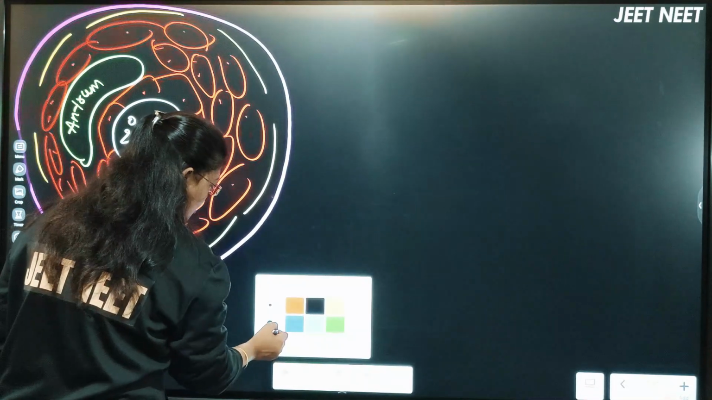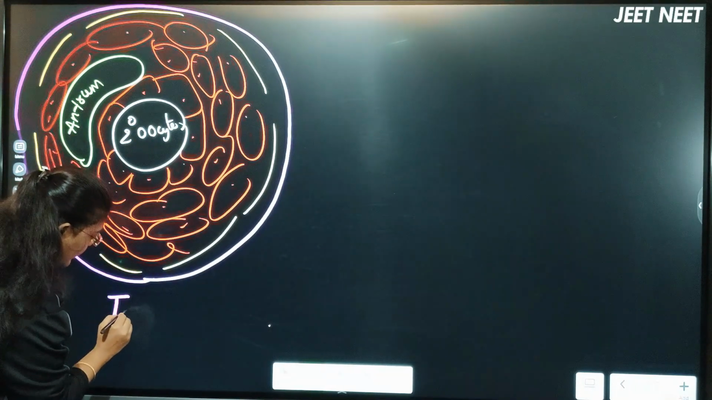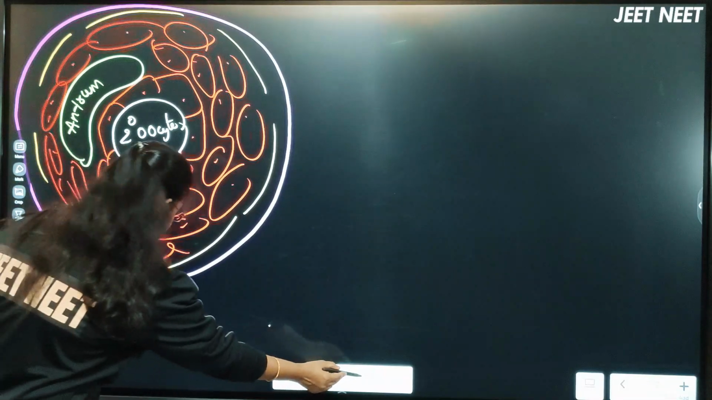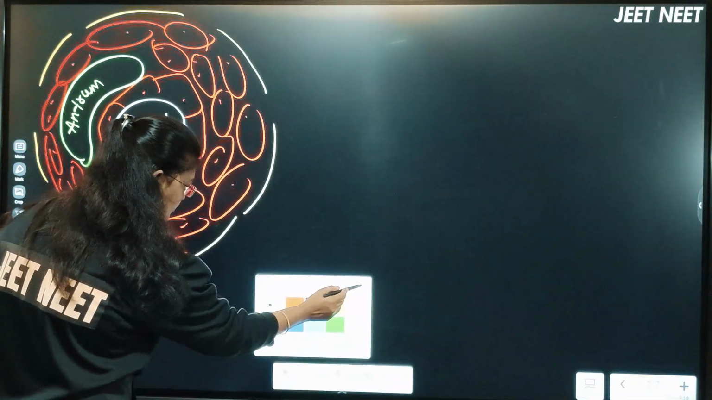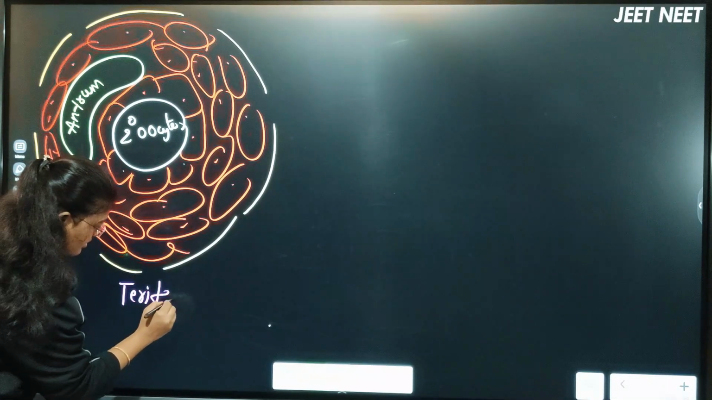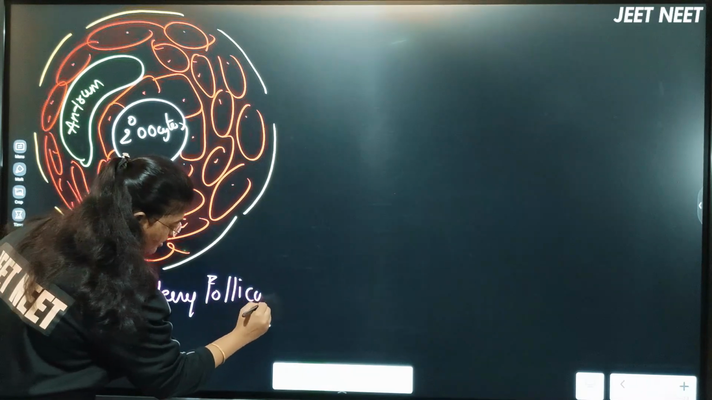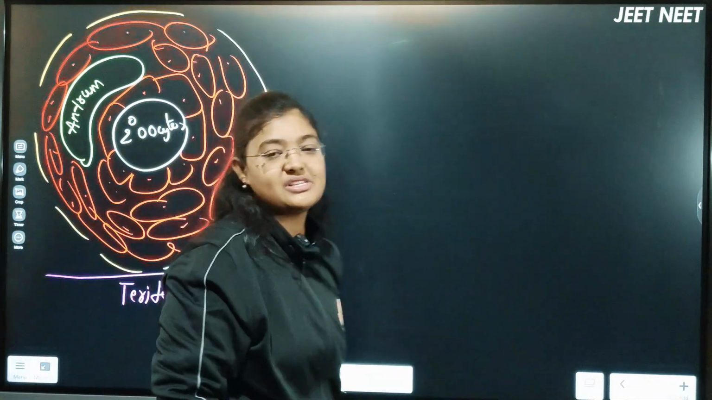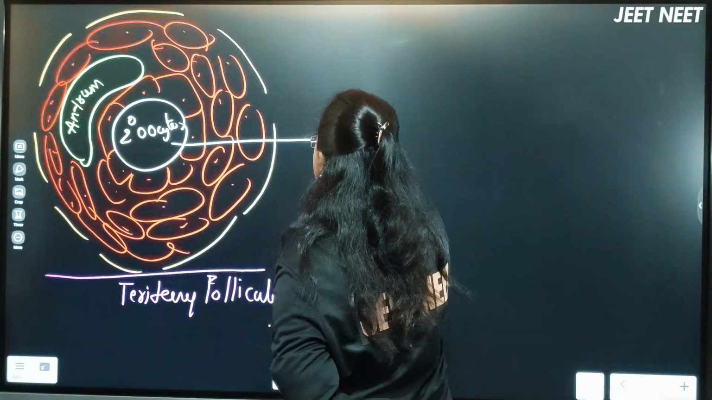This structure we are calling the tertiary follicle, right? This is the tertiary follicle. If I write whatever is present in the tertiary follicle structure, it contains a secondary oocyte, right?